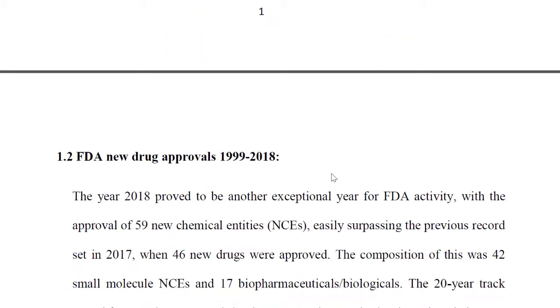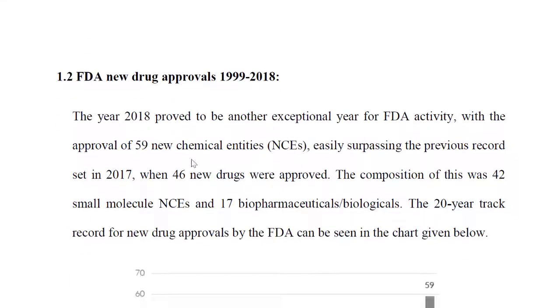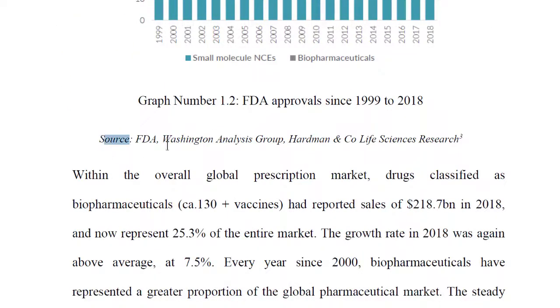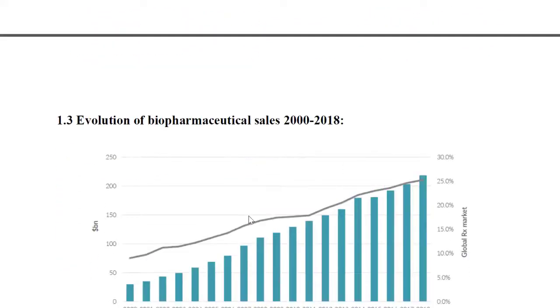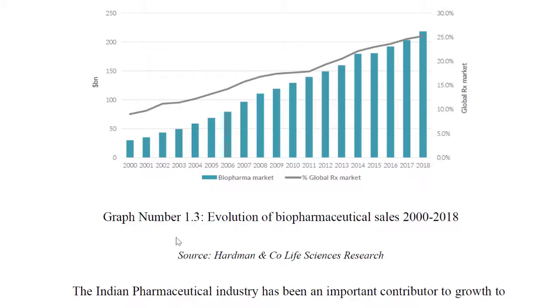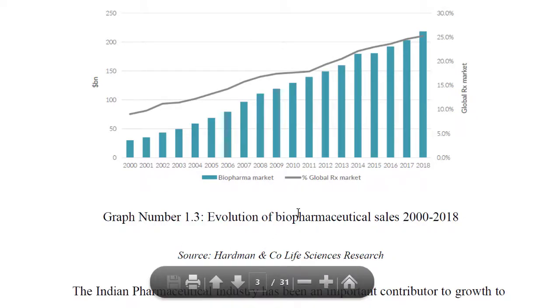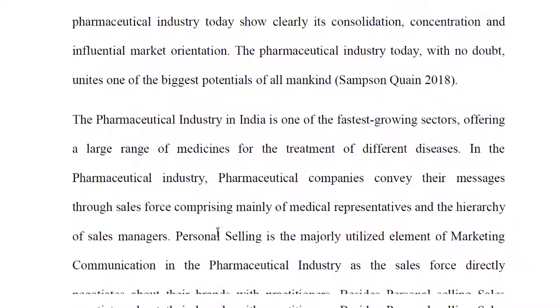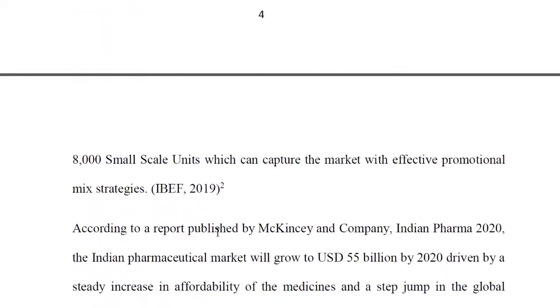Moving ahead, 1.2 talks about FDA new drug approvals since 2099 to 2018, and this graph shows the approval of the drugs. Again, the source of this graph is given here. Moving ahead to a next graph, it's 1.3, that is evolution of biopharmaceuticals since 2020 to 2018. It is given here. Again, the source is also given here. So source is Hardman's and the Co. Life Science Research.